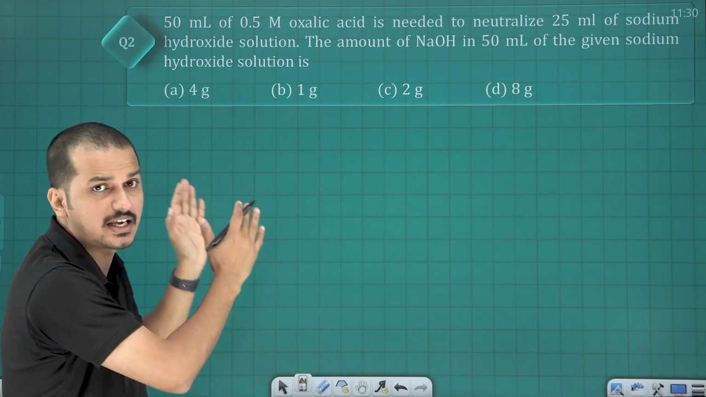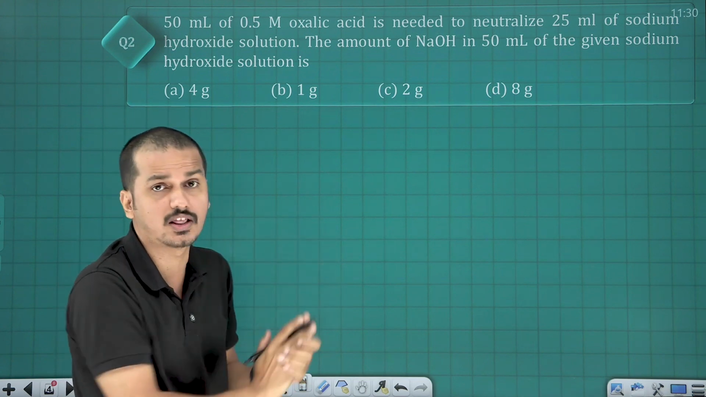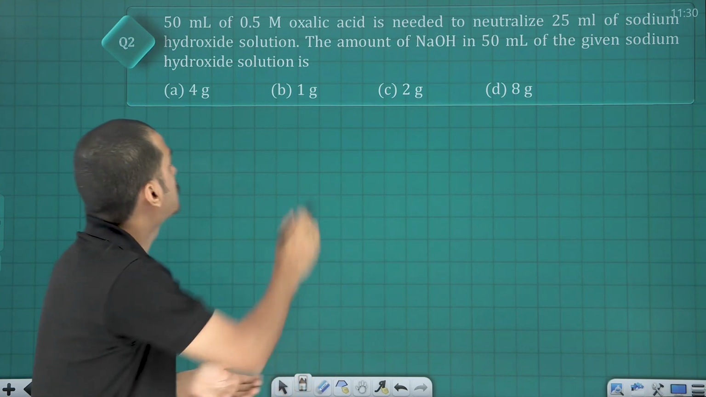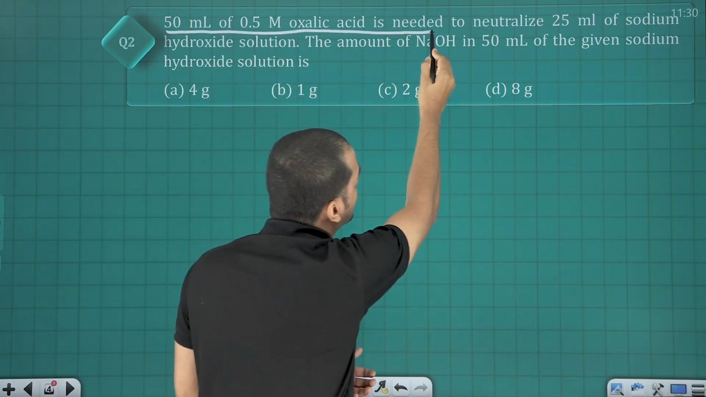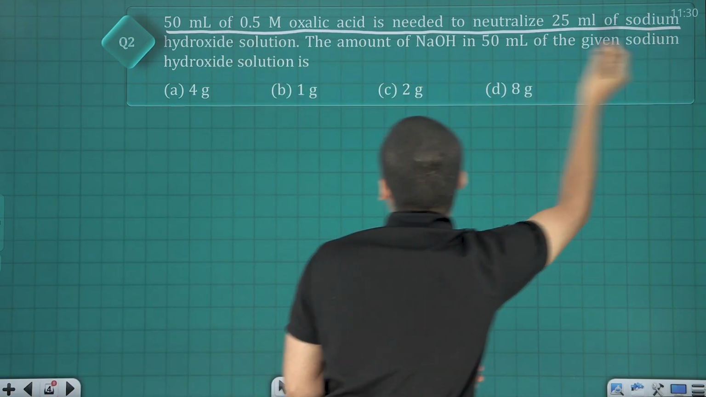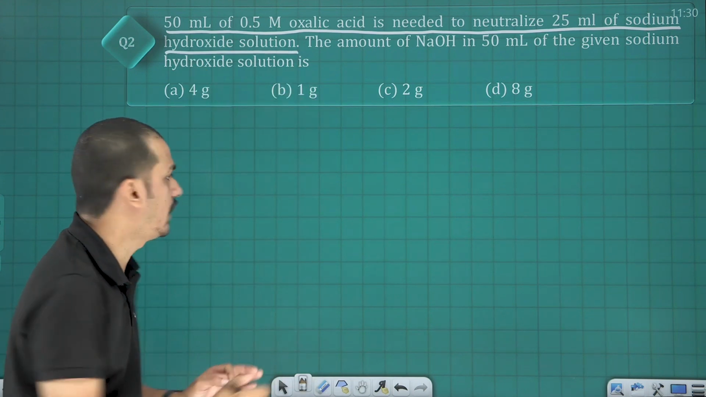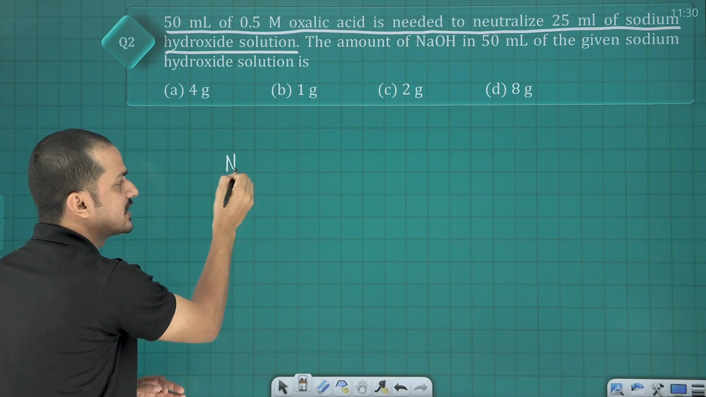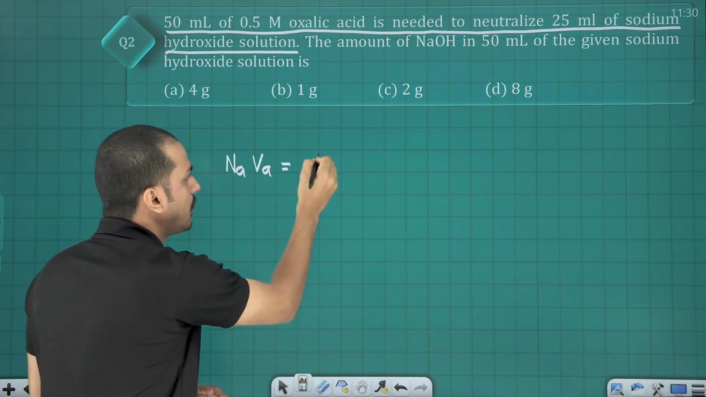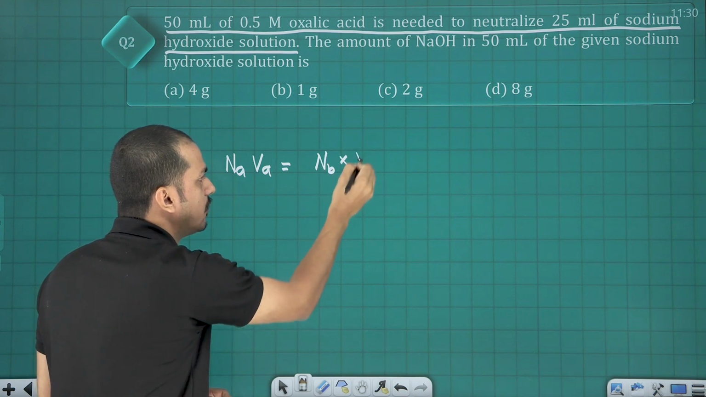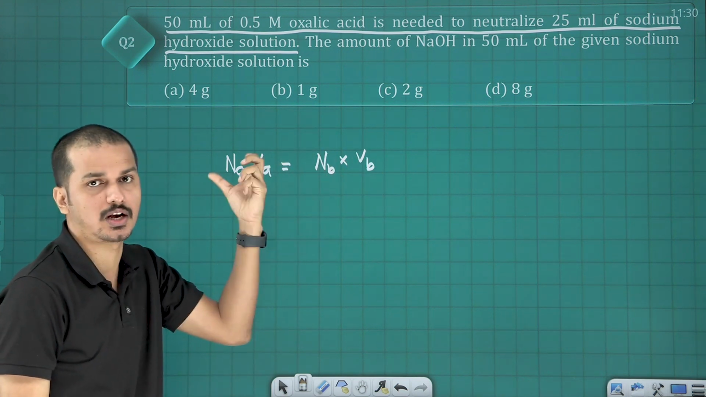So first of all, we can divide this question into two parts. First we are going to solve the idea related to titration. 50 ml of 0.5 molar oxalic acid is needed to neutralize 25 ml of sodium hydroxide solution. During titration, normality of acid into volume of acid should be equal to normality of base into volume of base. This is actually the neutralization condition, the end point.